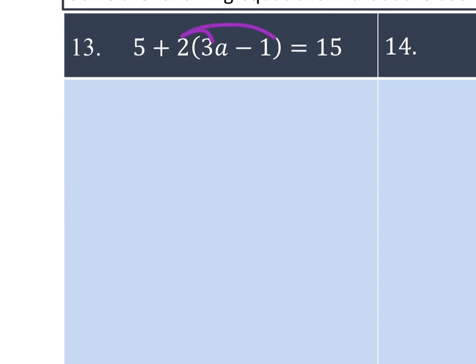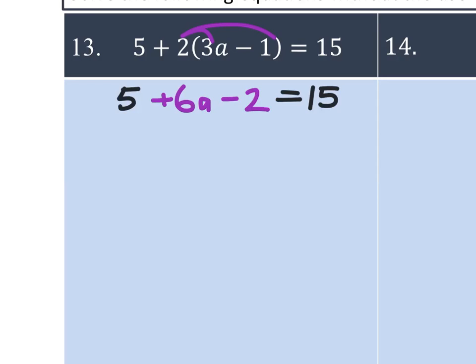That's 2 groups of 3a, which would be positive 6a. And then it's 2 groups of negative 1, which is negative 2. Now again, that reads as minus 2: 6a minus 2. But we also have the other values in there. We got this 5 and this equals 15. All right? So that's distribution, and I think this is our first one where we see like terms that we can combine. Maybe it was the second one.